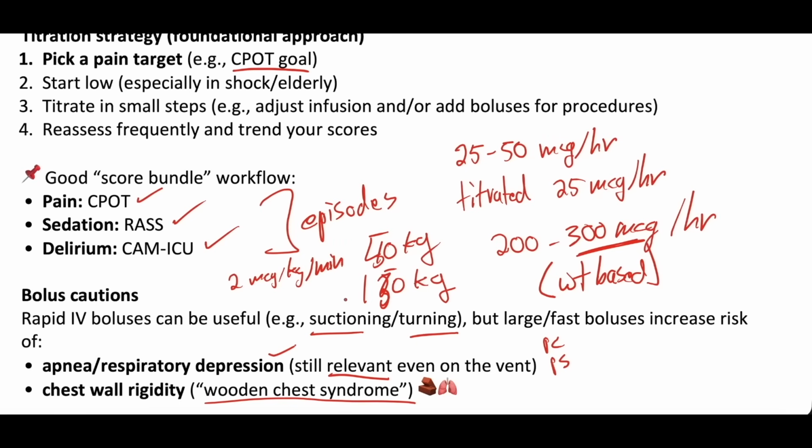Whereas for that 50 kilo person, that is going to be 6 micrograms per kilogram per minute, which is quite high. So remember, this is weight-based. The absolute dose is what we often look at, the micrograms per hour. But what that means is very different depending on the weight of the patient.